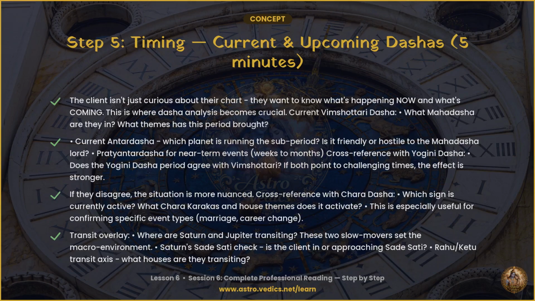Next, the Saturn Sade Sati check. Is the client in or approaching Sade Sati? Rahu-Ketu transit axis: what houses are they transiting? Synthesis rule: an event is most likely when the dasha, transit, and Ashtakavarga all agree. Two out of three gives reasonable confidence. One alone is rarely sufficient.